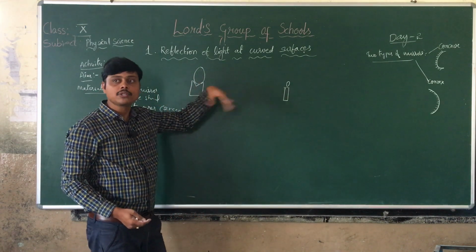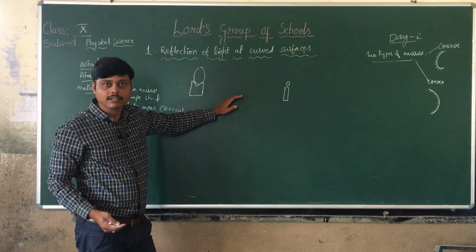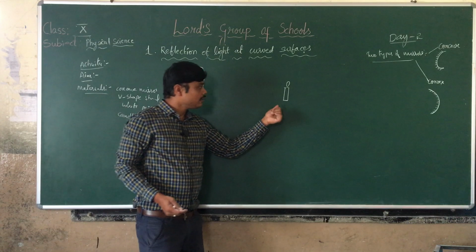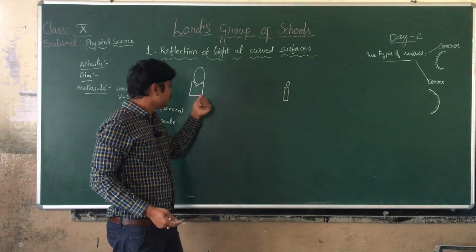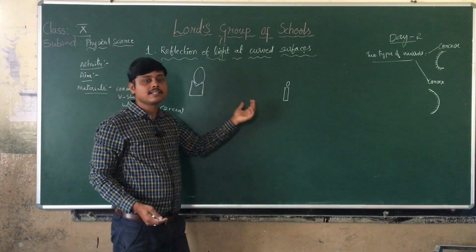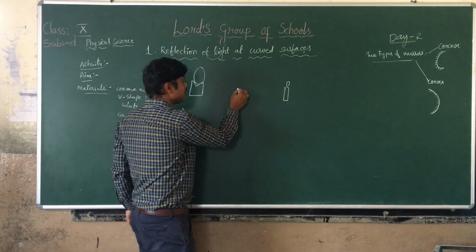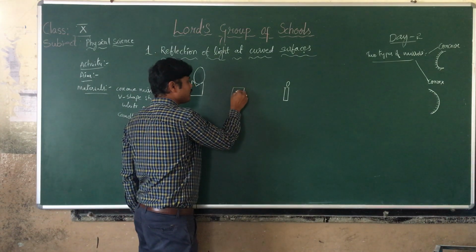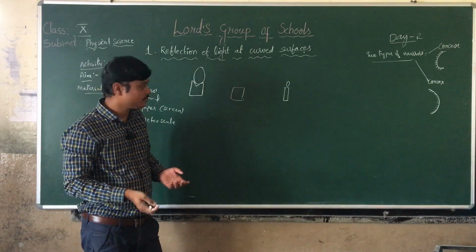So in order to observe the image of this candle, we are arranging a white paper which is acting as a screen. Here we are always moving the candle from the mirror to different distances, and we are arranging the white paper screen. You can see the image on this white paper, and we can observe different types of images.